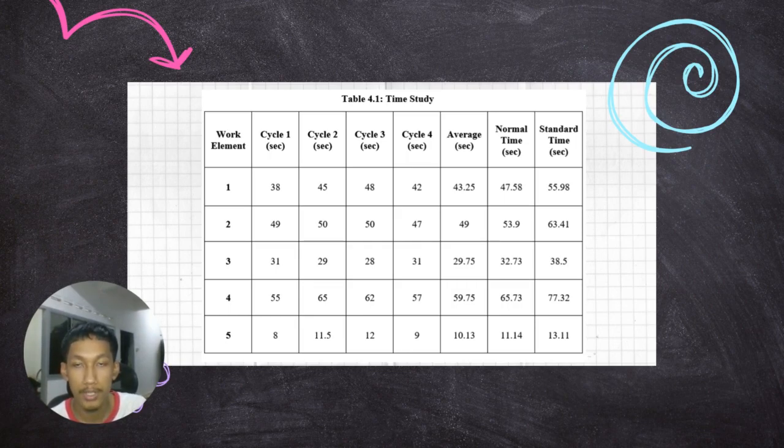As you can see, there are five work elements, with an average for the first work element of 43.25, 49 for the second work element, 29.75 for the third work element, 59.75 for the fourth one, and 10.13 for the last work element. So we already calculated the normal time and also the standard time for each work element.